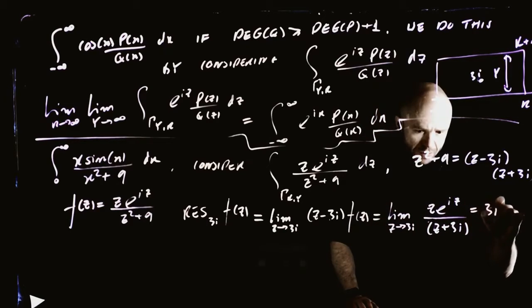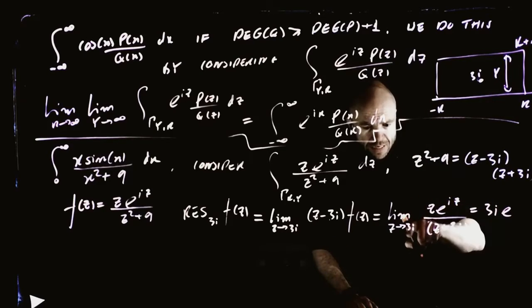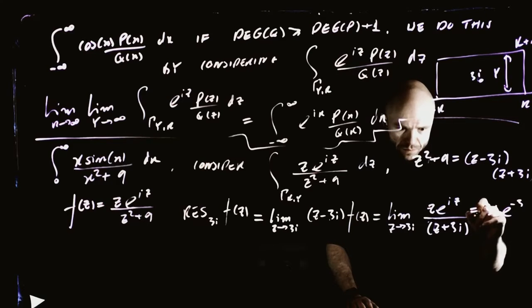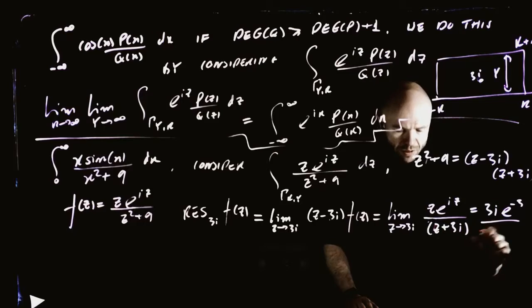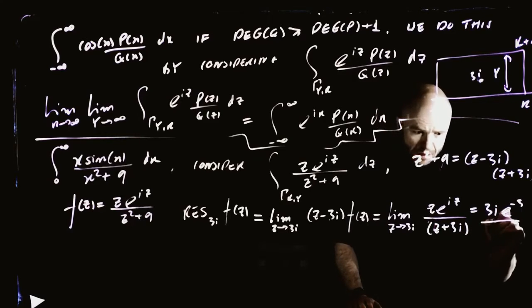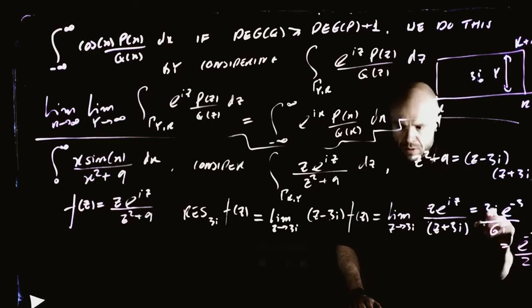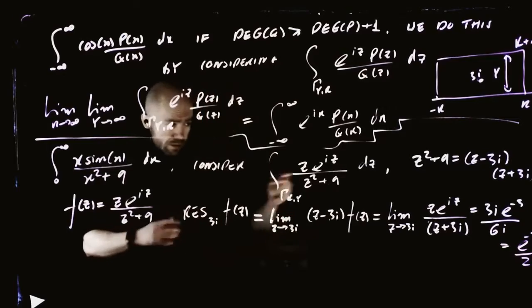so we can just stick in the values directly into this. So we're going to have 3i, e, and z is now 3i, so it's going to be minus 3 like this. And on the bottom, we're going to have 3i plus 3i, which is 6i. So then this just turns out to be e to the minus 3 over 2. Cool. So our residue is this real number.